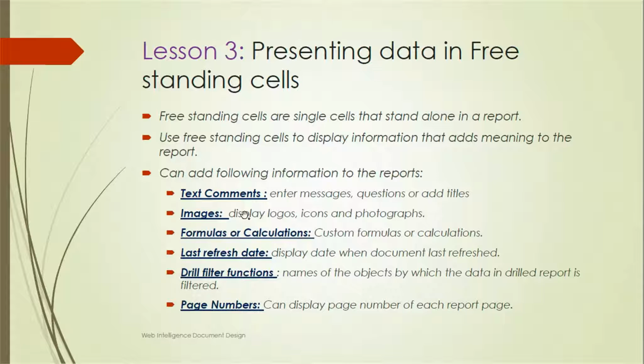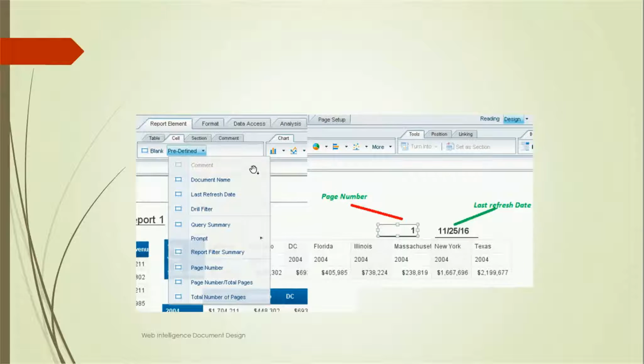Then the last refresh date: what is the last refresh date of the report, that I can also place. Drill filter functions: if there are names of the objects by which the data in a drill report is filtered. Then page numbers: we can display the page numbers of each report page. So let's see how we can add these.